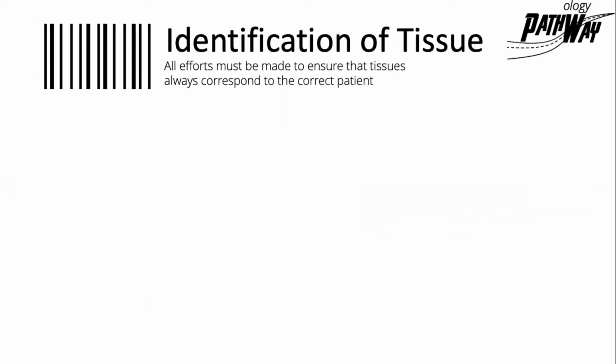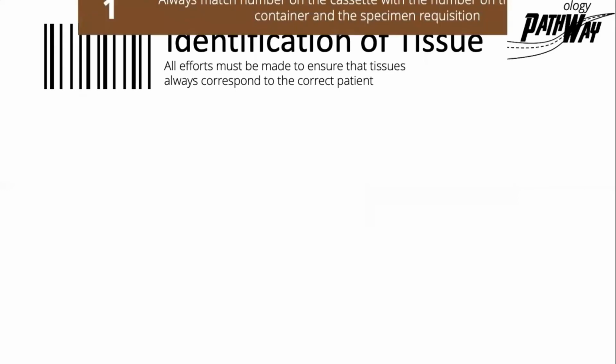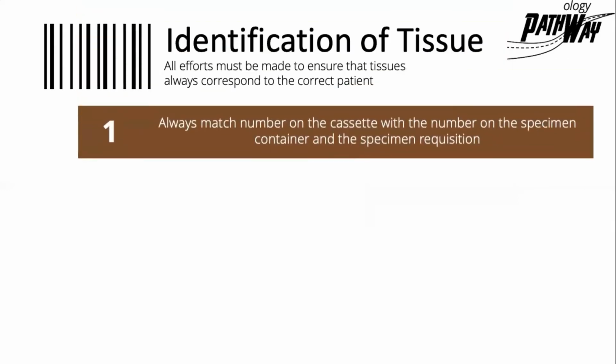So, all efforts must be made to ensure that tissues always correspond to the correct patient. We should do this by always matching the number of the cassette with the number of the specimen container and the specimen requisition form. And with the advanced technology and software present in labs, you should scan this with the barcode, which should not accept it if it is not matching.